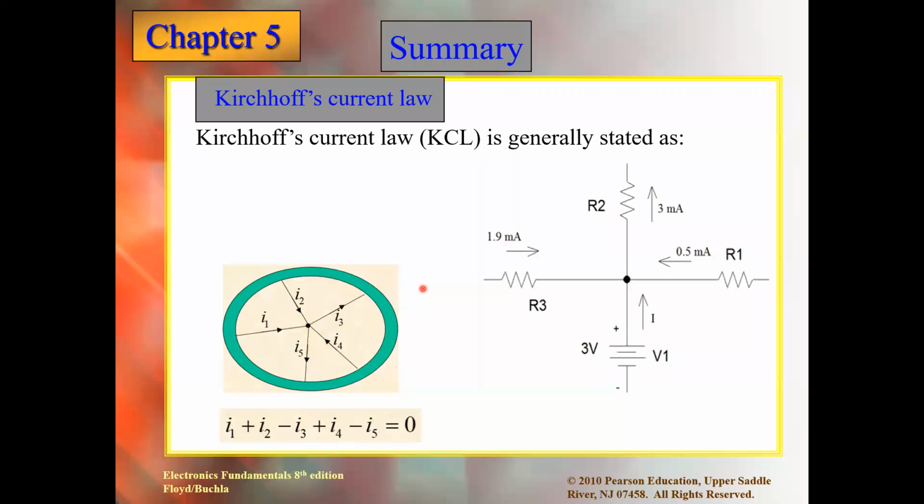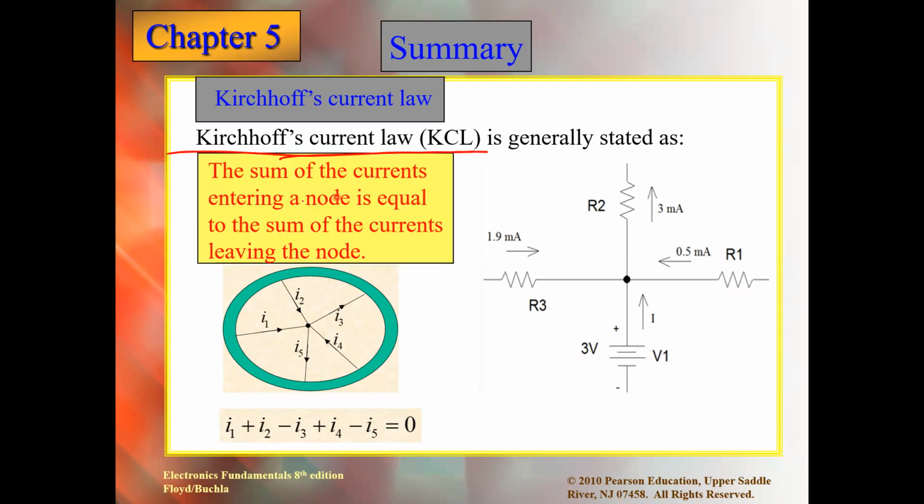Okay. This is KCL. By the way, I already explained KCL, Kirchhoff's current law, to you. What is the statement of Kirchhoff's current law? The sum of the currents entering a node is equal to the sum of the currents leaving the node. Or in other words, we can say the algebraic sum of all the currents meeting at a node is equal to 0. So, for example, if I ask you in this question, calculate I.